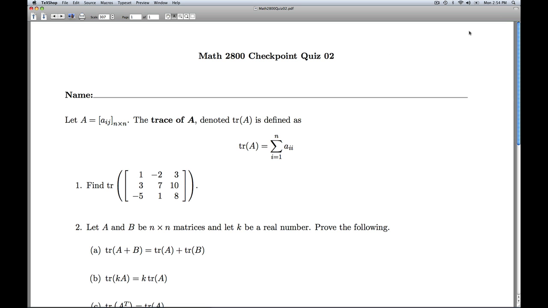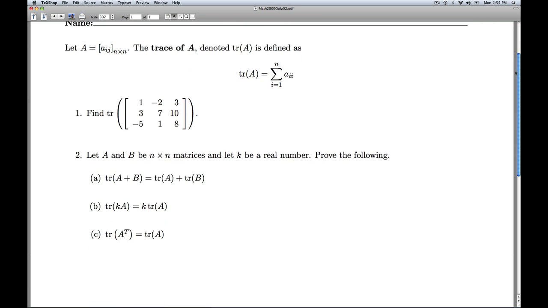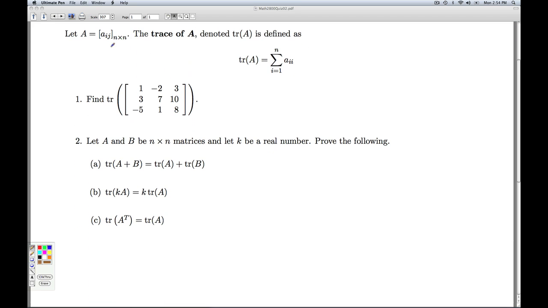Hi folks, this is Linear Algebra Checkpoint Quiz 2. We're given a new definition. Let A be an n by n matrix. We're defining the trace of A to be this sum.